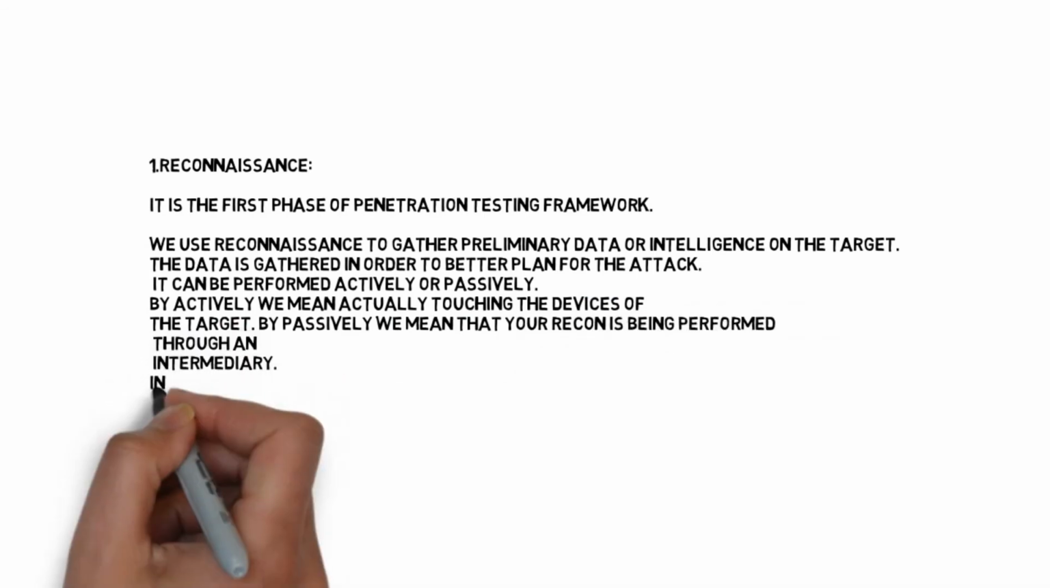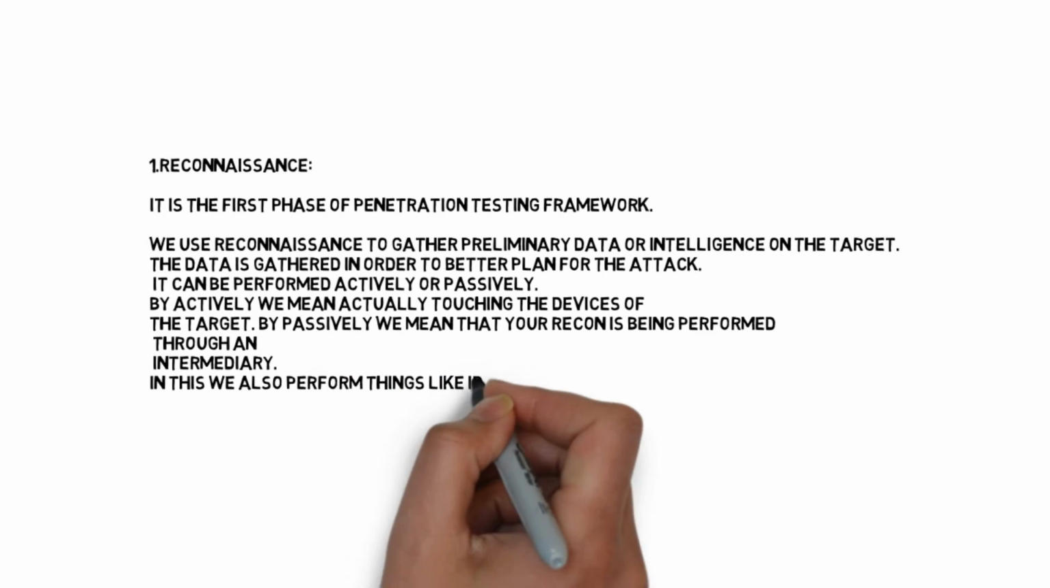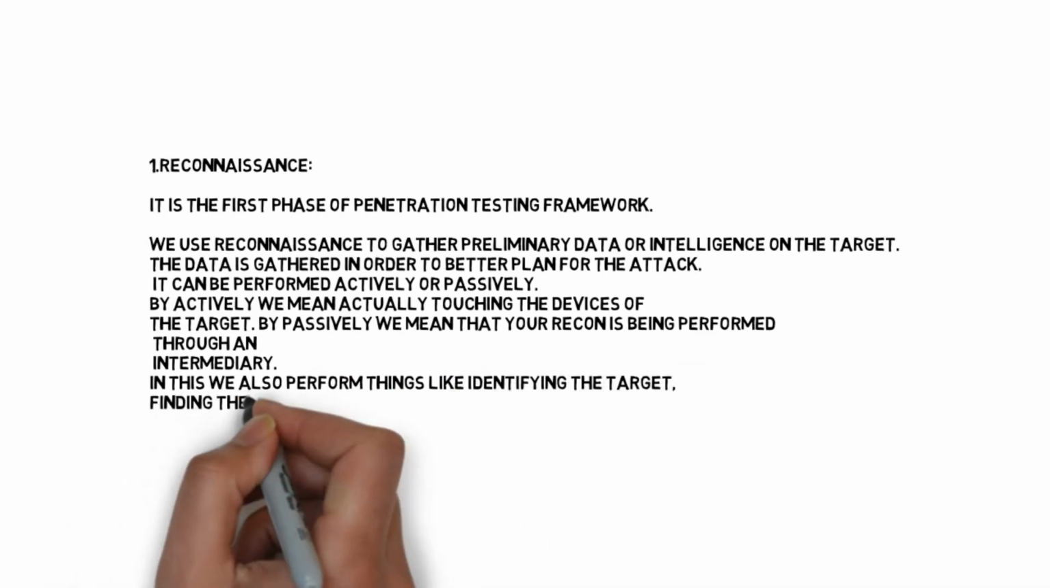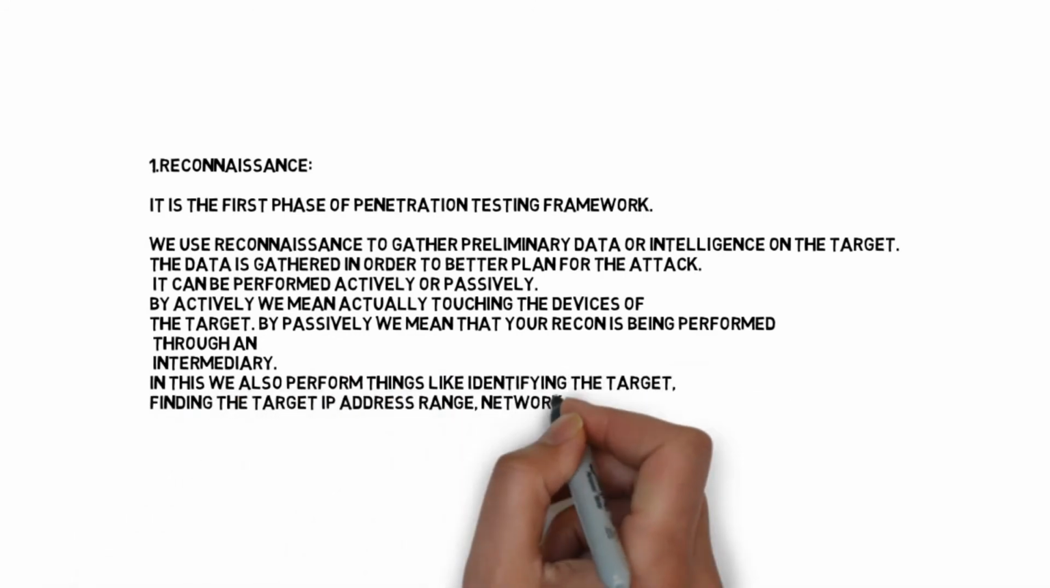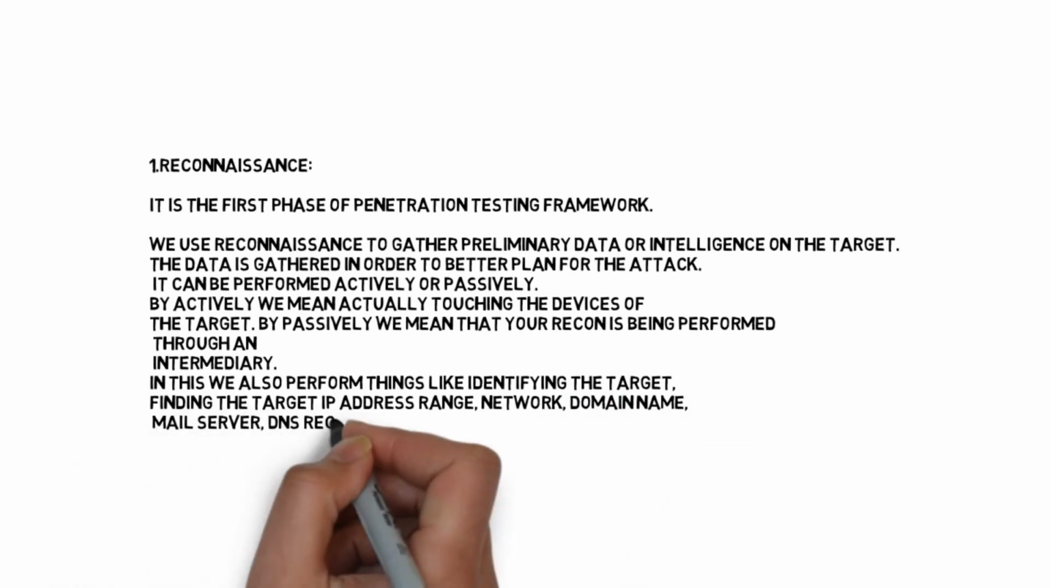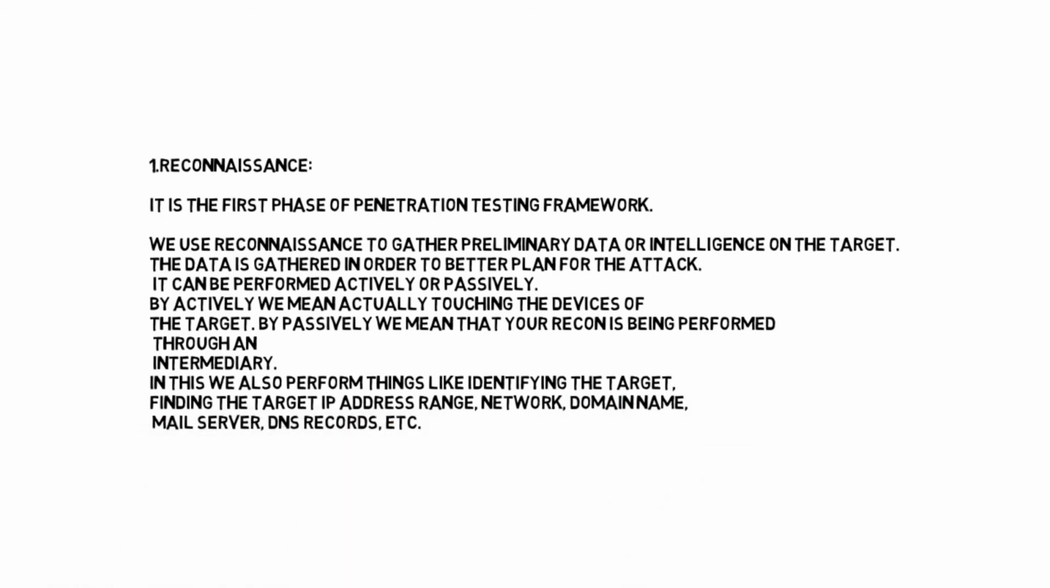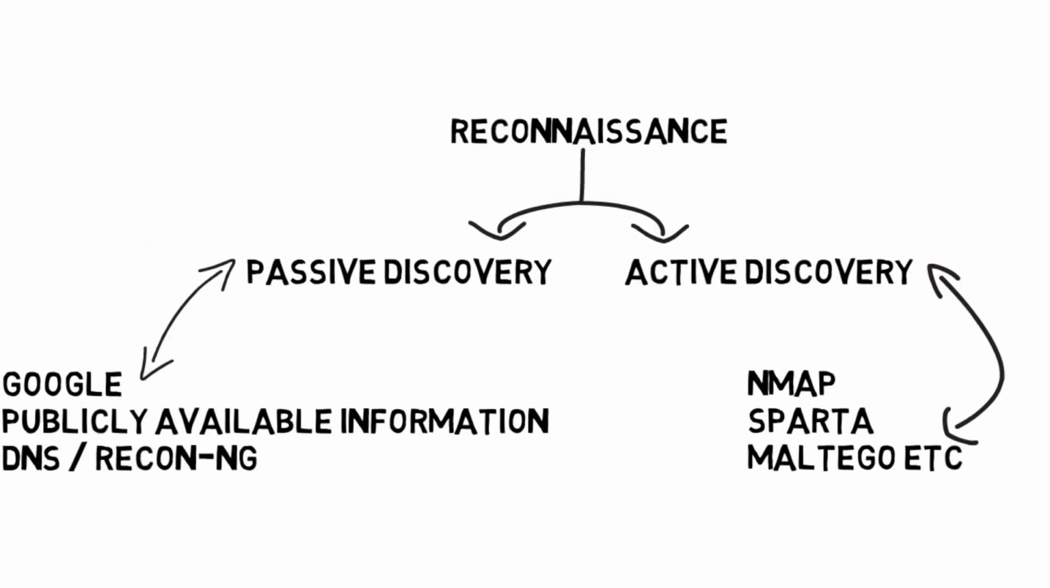In this phase we also perform things like identifying the target, finding the target IP address range, network, domain name, mail server, DNS records, etc. The tools which we can use in Kali Linux for reconnaissance are shown in the following figure.